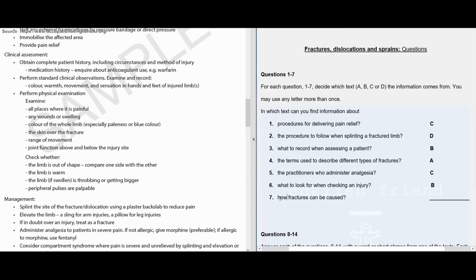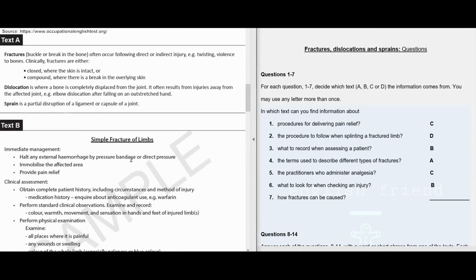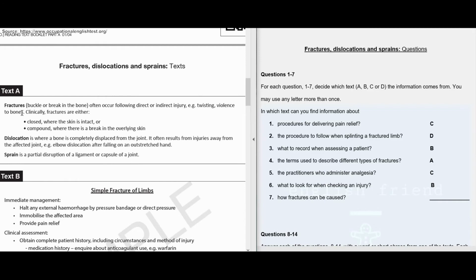Now question number 7. How fractures can be caused? Again, general information regarding fractures. It has to be in text A. Here you may see fractures often occur following direct or indirect injury, for example twisting, violence to bones. So answer for question number 7 is A.